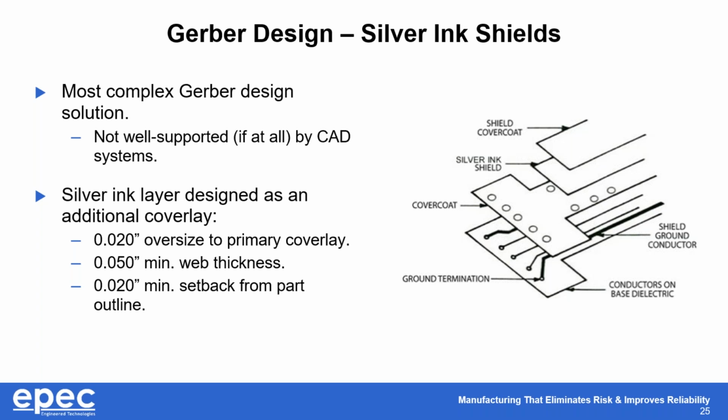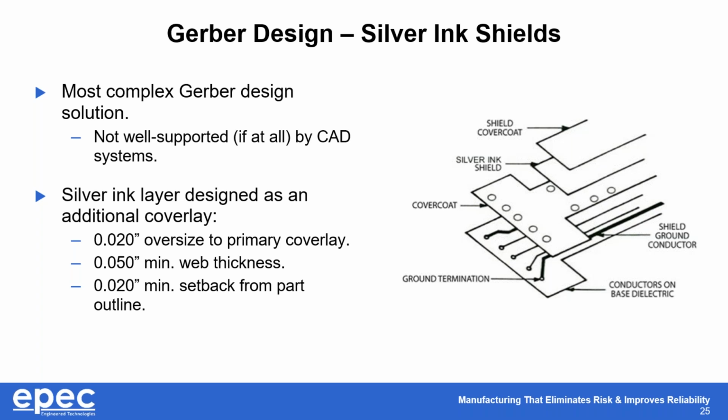Very limited as to your minimum line width. We like to see 50 thou. You can go a little lower than that, but usually you start running into issues where there just isn't enough space between components, SMT features. And you also need to design it with a setback from the part outline, because you don't ever want to have the silver ink exposed along the part edge. You need to have that setback in order for the upper shield cover coat to be able to wrap around and encapsulate the silver ink.